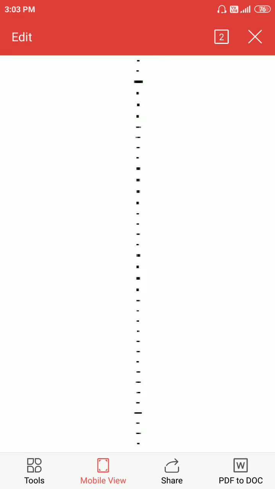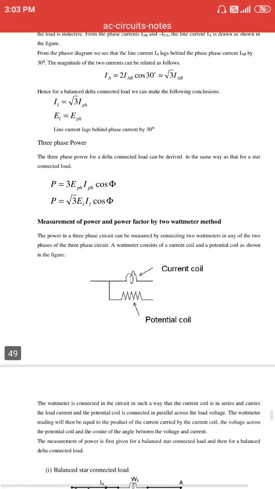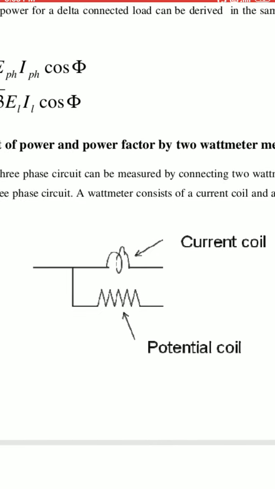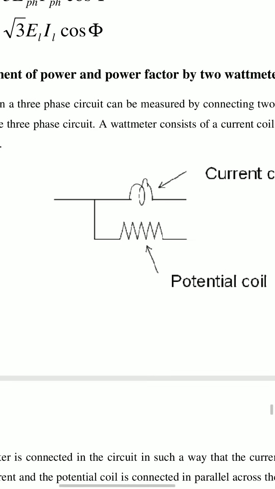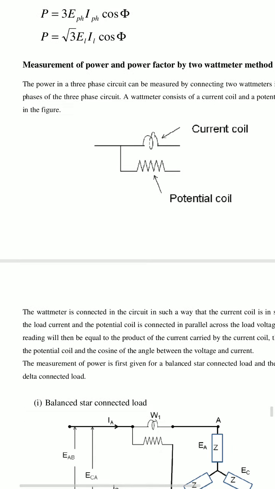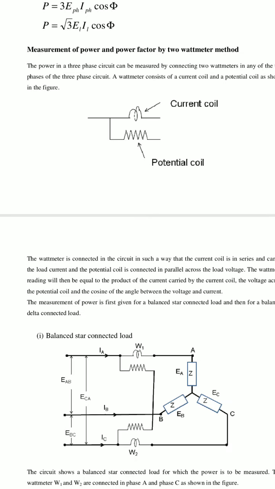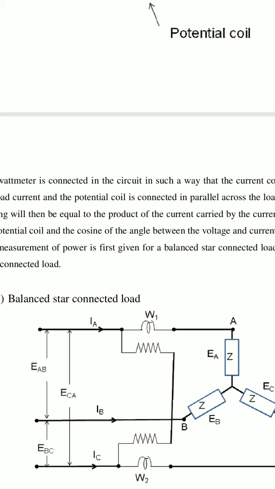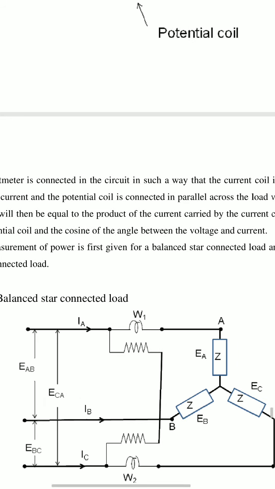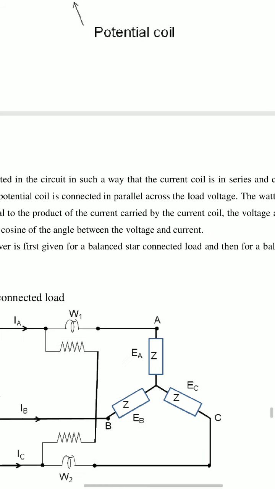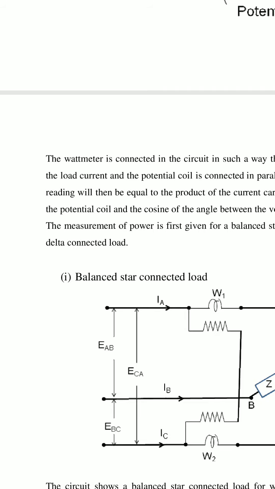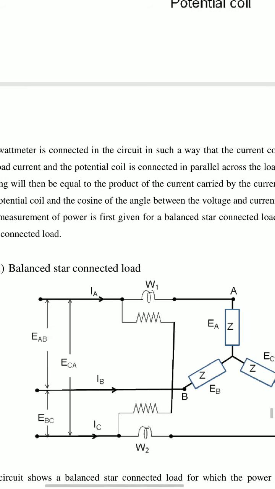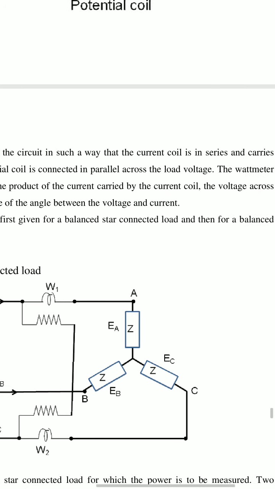So now this is the current coil and potential coil. See, observe this one, current coil and potential coil. Here the wattmeter is connected in the circuit in such a way that the current coil is in series and carries the load current, and the potential coil is connected in parallel across the load voltage.